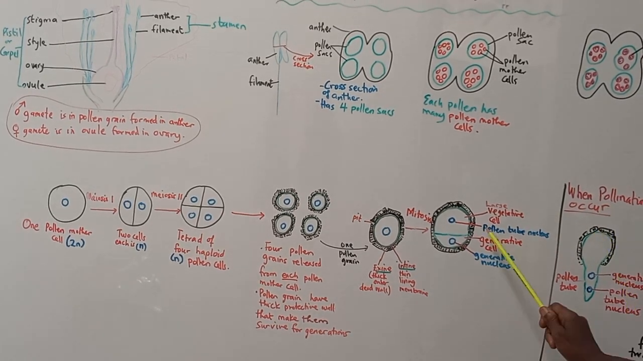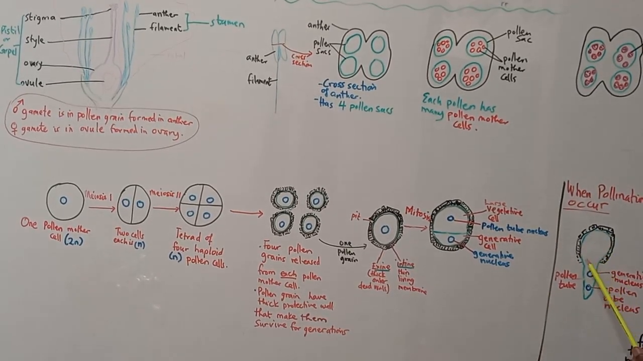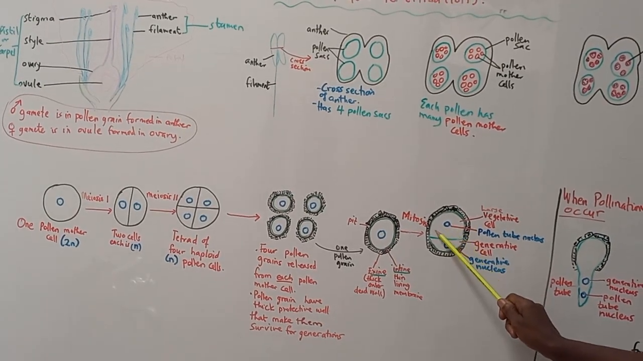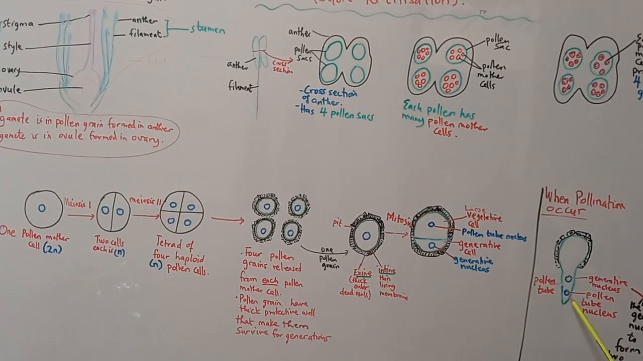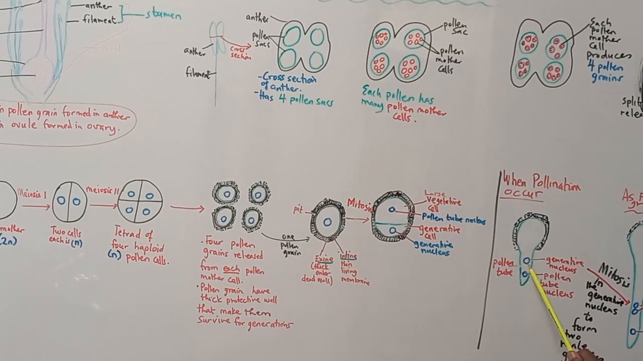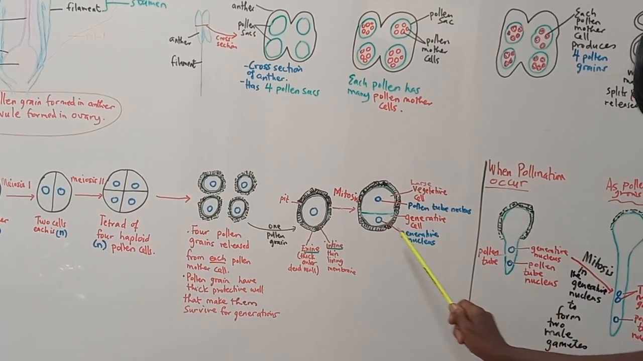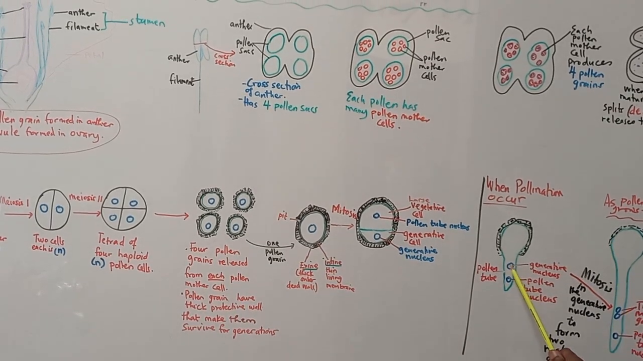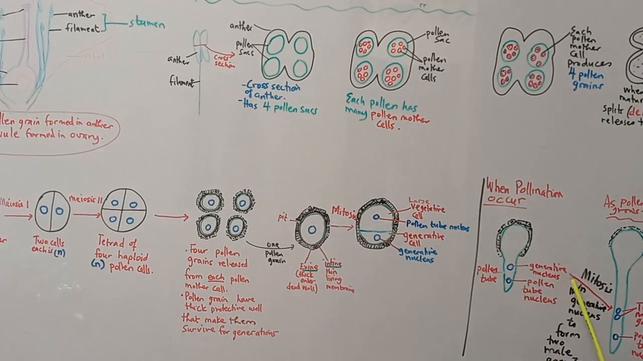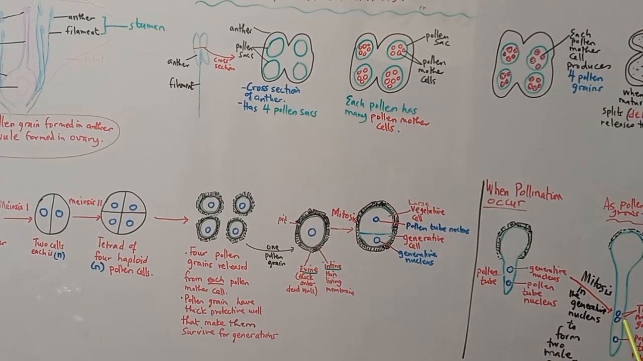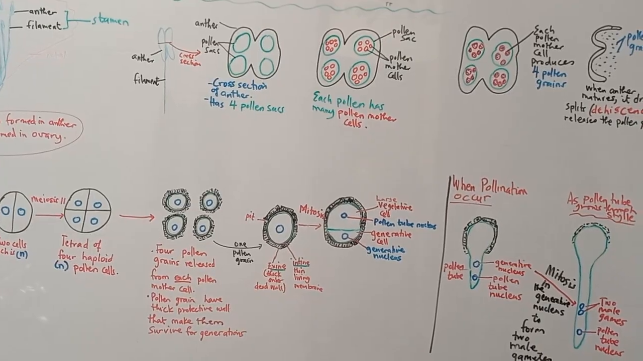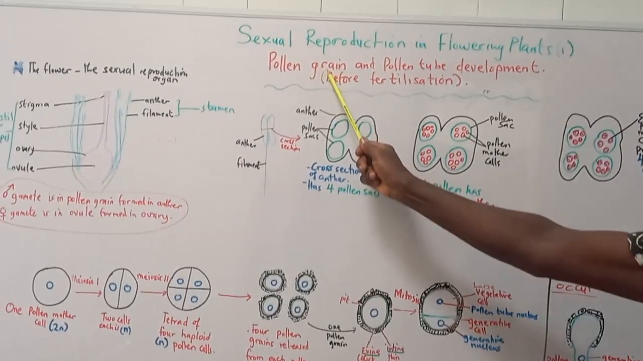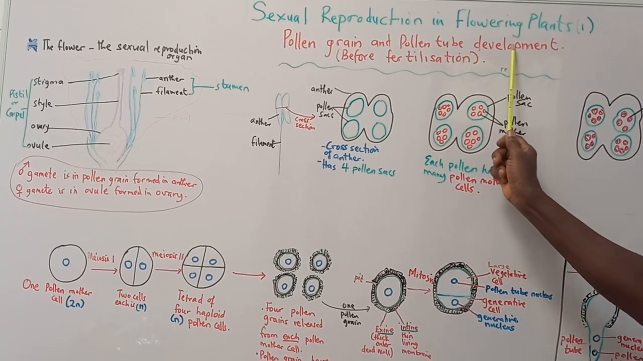Pollination occurs and the pollen tube starts growing because of the pollen tube nucleus, and you have the pollen tube nucleus and the generative nucleus behind it. As the pollen tube grows through the style, the generative nucleus undergoes mitosis to form 2 male nuclei. So that is how the pollen grain and the pollen tube develop.